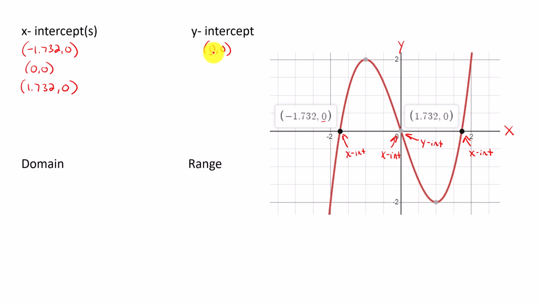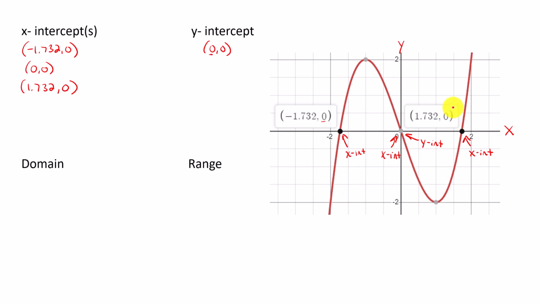Okay, so let's talk about domain. We've talked about domain before as well. Remember that domain is what x values would I be allowed to plug into my function, or which x values can I see on my graph? How far left and how far right on the x-axis can I go?